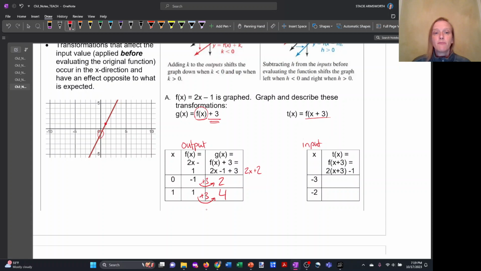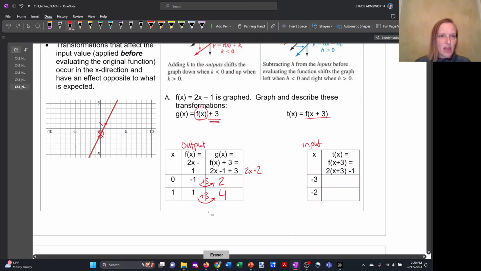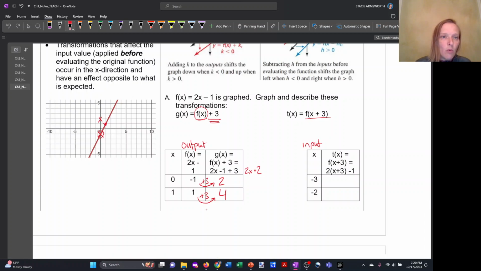So where I previously had a point at 0, negative 1, that point is now at 0, 2. Oh, I can't count. It's at 0, 2. And where I previously had a point at 1, 1, that point is now at 1, 4. So my new line is parallel to my old line. It still has a slope of 2. I'll do my best to draw a good line here.